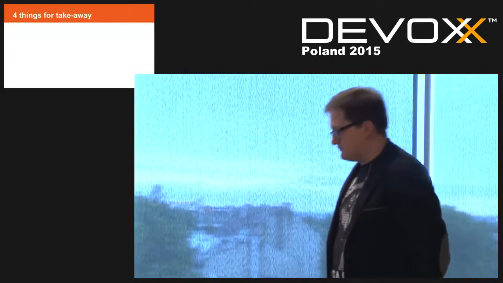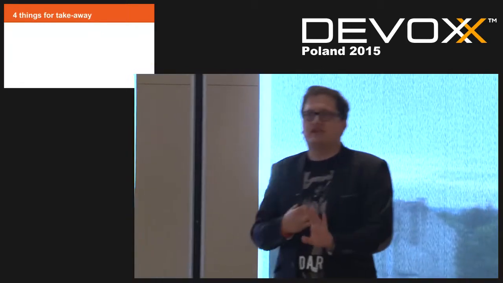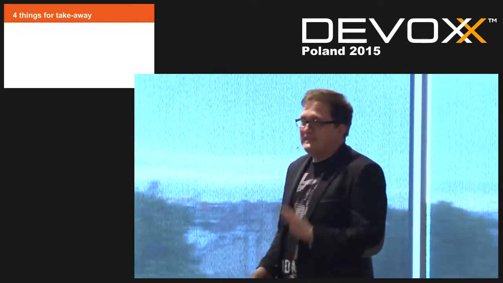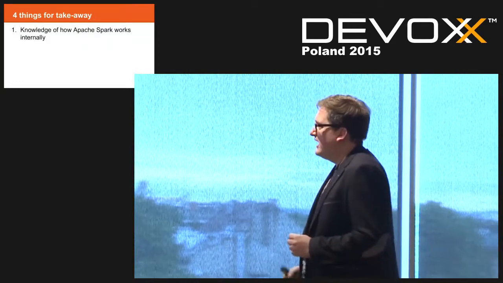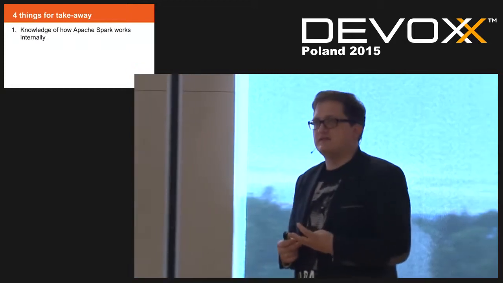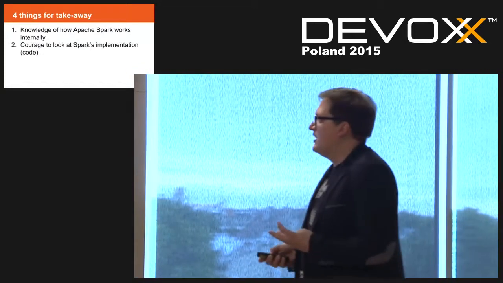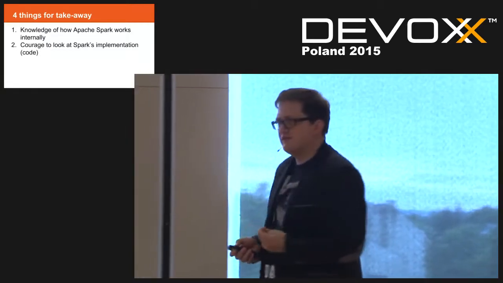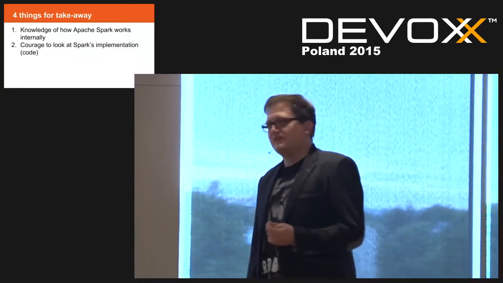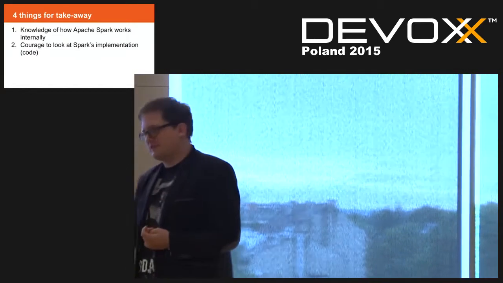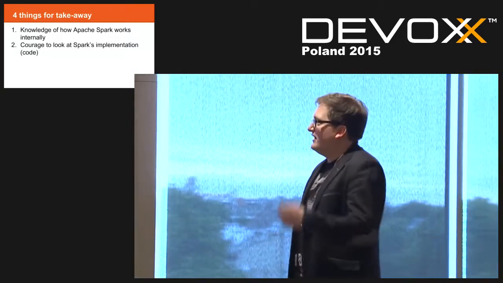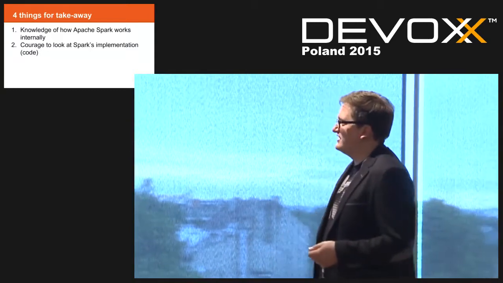Anyway, all right. There are four things I would like you to take away from this presentation. If you take anything from this presentation, then please let it be these four things. I would like you to know how Spark works internally, to have at least some notion of it. Have the courage to look at the code implementation of Spark, because the majority of problems that you will encounter can be easily understood if you actually look at the source code. And the source code isn't that hard if you read it. Hopefully I will be able to show you this today.